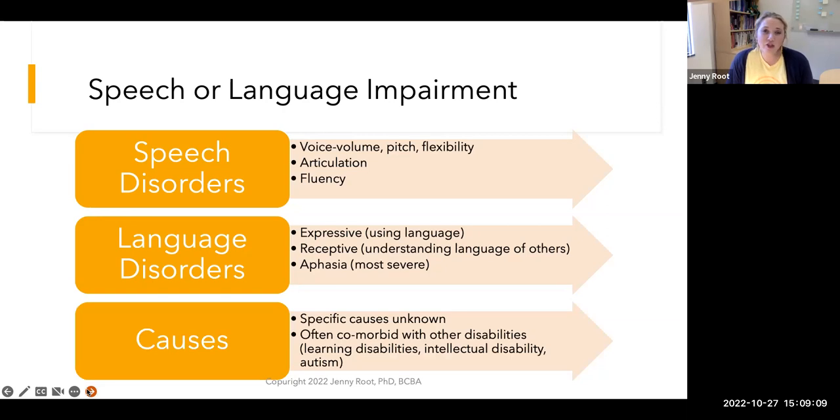The causes of speech or language impairments generally aren't known. It's often comorbid, which means it happens at the same time as another disability. Often individuals with learning disabilities, as I'll talk about in a minute, may also have speech or language impairments. Intellectual disability, right? We know individuals with Down syndrome often may have some difficulties, and it's because of the formation of their bodies or their mouth. Autism may have a speech and or language disorder as well. So often this is going to happen sort of together.